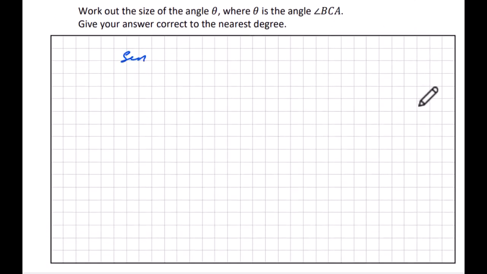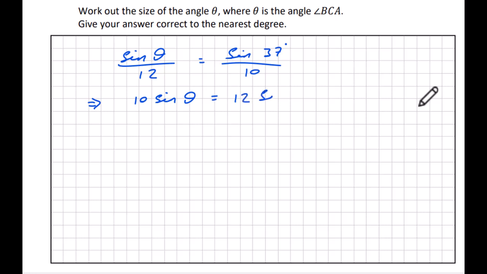Or we can just say sine theta over 12 is equal to sine 37 over 10. Now here we've got a fraction equal to a fraction, so you can cross multiply. So we're going to say 10 sine theta is equal to 12 sine 37 degrees. That just gets rid of the fractions. We want to find theta, so I've got to get sine theta on its own. So that's 12 sine 37 degrees divided by 10.